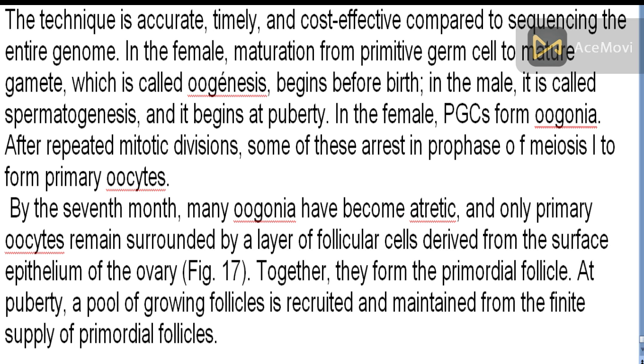After repeated mitotic divisions, some of these arrest in prophase of meiosis I to form primary oocytes. By the 7th month, many oogonia have become atretic, and only primary oocytes remain surrounded by a layer of follicular cells derived from the surface epithelium of the ovary, Fig. 1.7. Together, they form the primordial follicle. At puberty, a pool of growing follicles is recruited and maintained from the finite supply of primordial follicles.